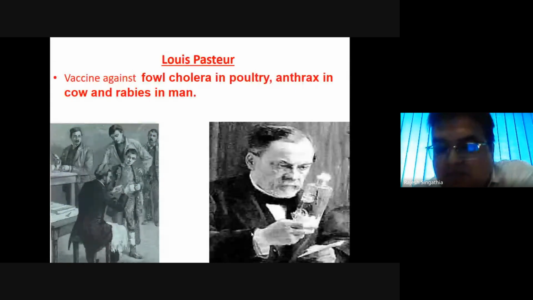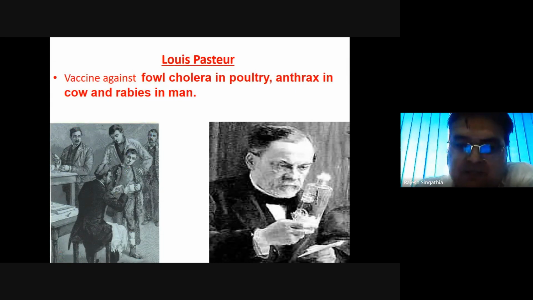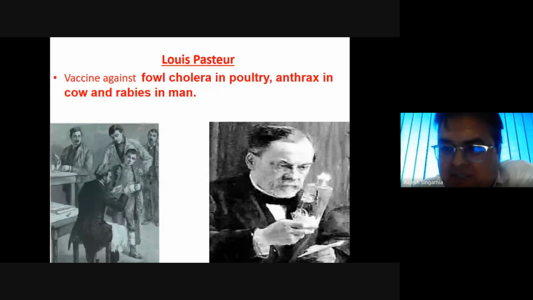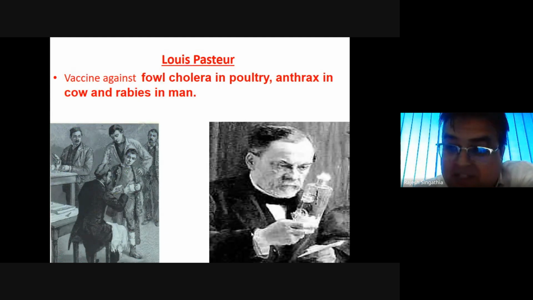The next very important scientist is Louis Pasteur. Louis Pasteur developed vaccines against fowl cholera in poultry, anthrax in cows, and rabies in man. Pasteur stated that chance only favors the prepared mind, and it was through a chance observation that he discovered that a culture of chicken cholera organisms lost their pathogenicity.